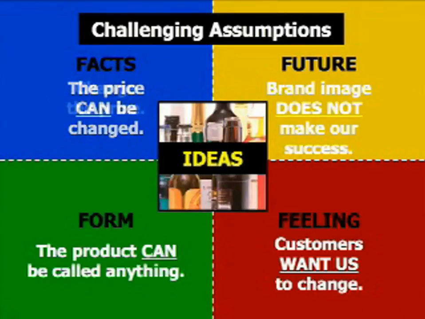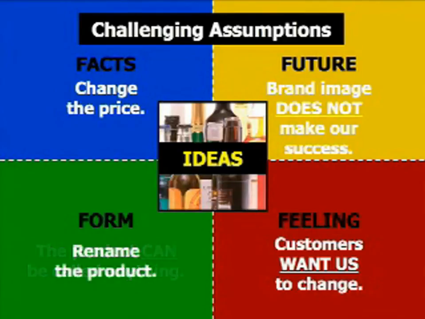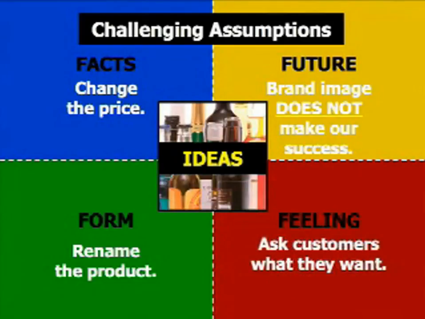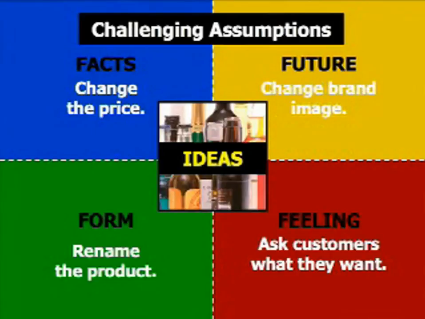In the blue, let's raise the price, lower the price, change our pricing model altogether. In the green, let's rename the product. Let's call it something really cool, different names for the same product. In the red, let's ask our customers what they want. Try walking in their shoes in the store, or find totally different customers. And finally, in the yellow, let's totally change the brand image. Hire a new agency to help us out, or think about the brand 5 years out.